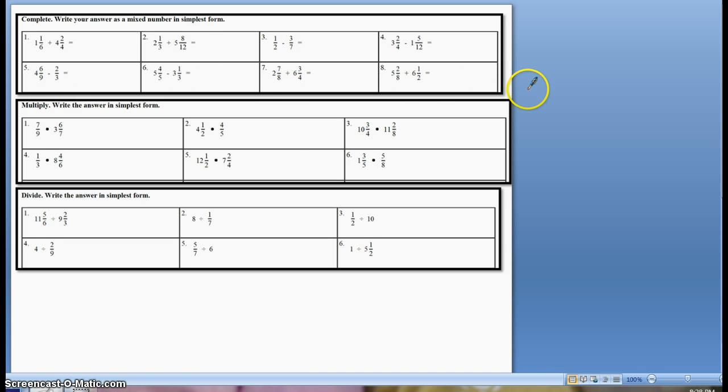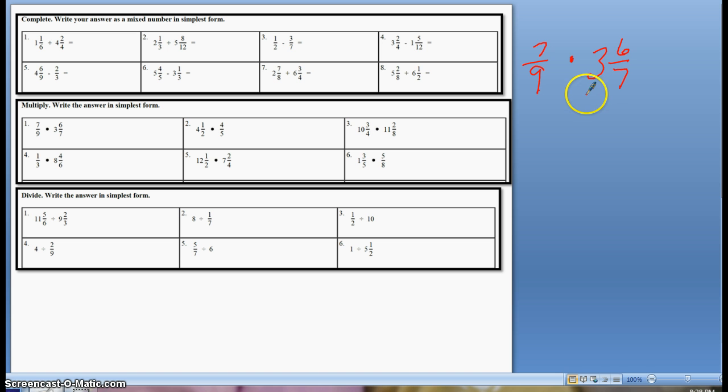So let's go ahead and look at how to solve number 1. I'm going to consider this my workspace, like you would scratch paper, and I'm going to very carefully make sure that I write my multiplication problem exactly the way it is here, because if I made a simple error, maybe writing an 8 instead of a 7 here, my product is going to be completely off. But here I have 7/9 times 3 6/7.